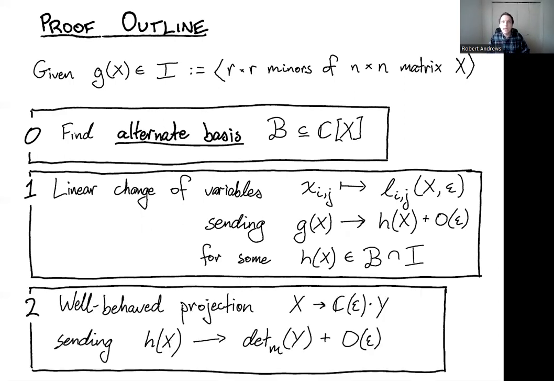So in step 2, we find some projection where, in place of the x variables, we substitute the y variables. And there are some functions depending on epsilon here. What this projection will do is send h to the determinant of the y matrix plus some error term. But it's okay that we accumulate these error terms. That turns out to be fine for our applications. So steps 1 and 2 are somewhat technical, and I don't have time to tell you about them here, but I can at least give a sketch of what this basis looks like in step 0.